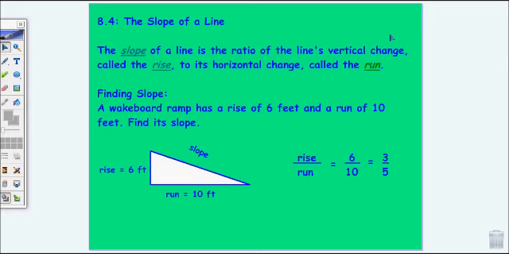A wakeboard ramp has a rise of 6 feet and a run of 10 feet. What that means is it is 6 feet high and it is 10 feet along the ground. We want to find its slope. So we put it into our slope formula, rise over run. The rise was 6 feet. The run was 10 feet. So the slope of the ramp is going to be 3/5 or 3 over 5.